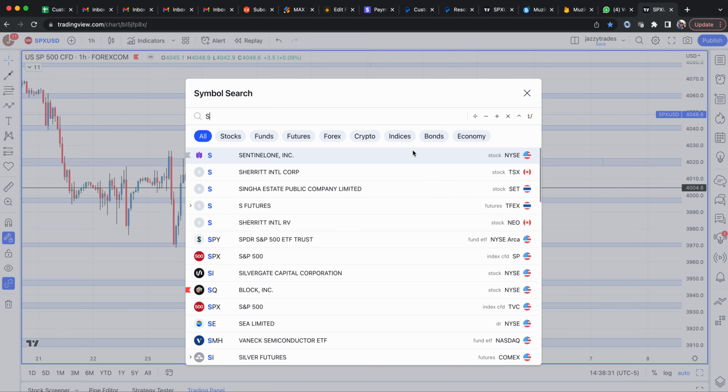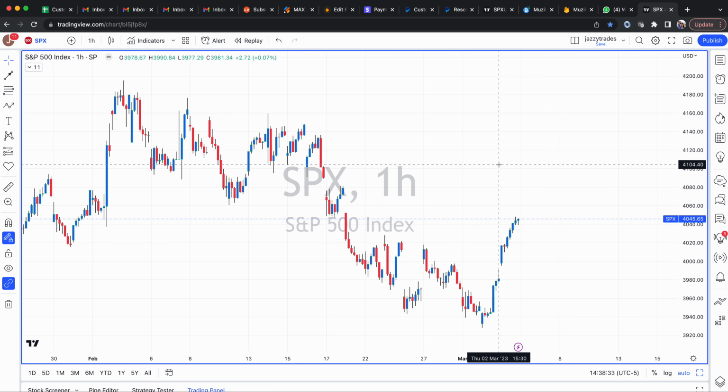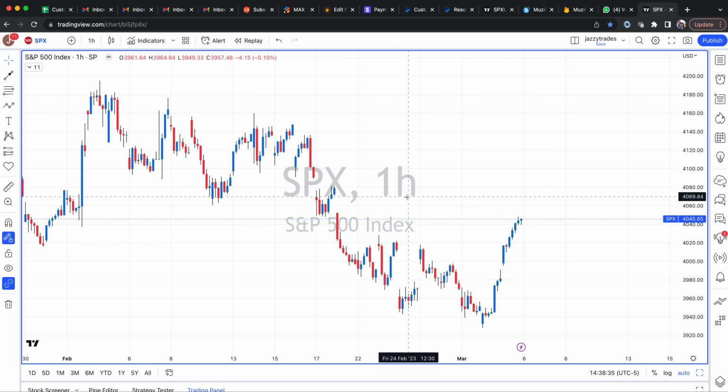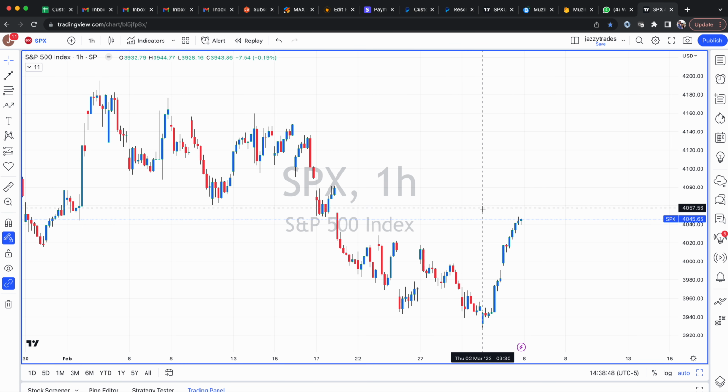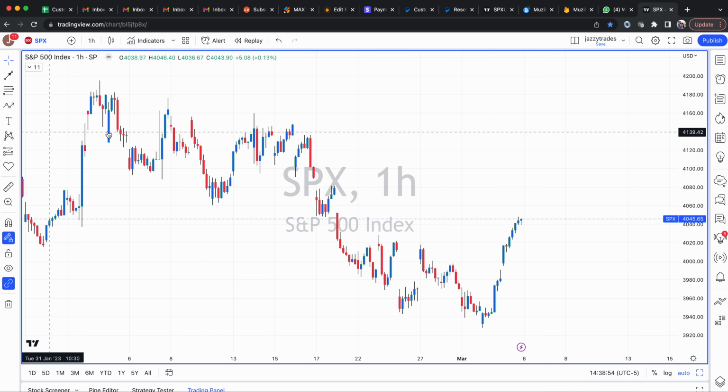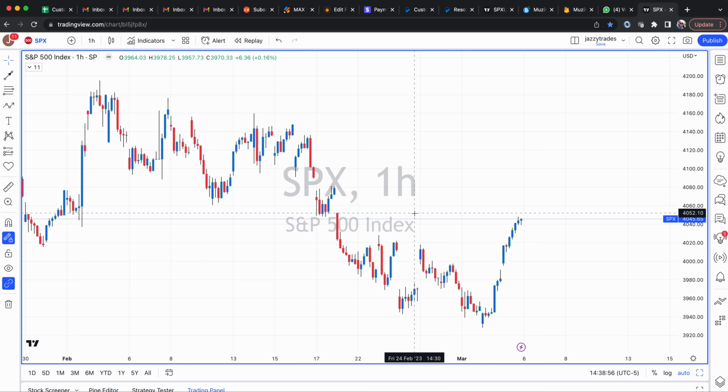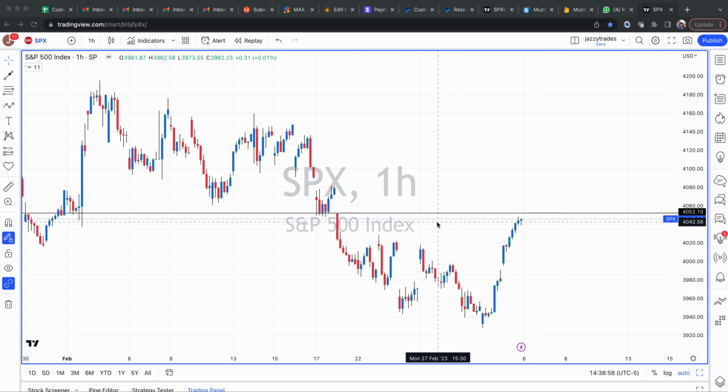To see the gaps, I'm going to have to go to SPX, and yeah, there's a gap here. This is the first gap. I know people play that. 4049, 4070. 4049, it's probably this one. I think he's talking about this one, and it's going to 4. Yeah, I know some people play that. So what's this guy's name?